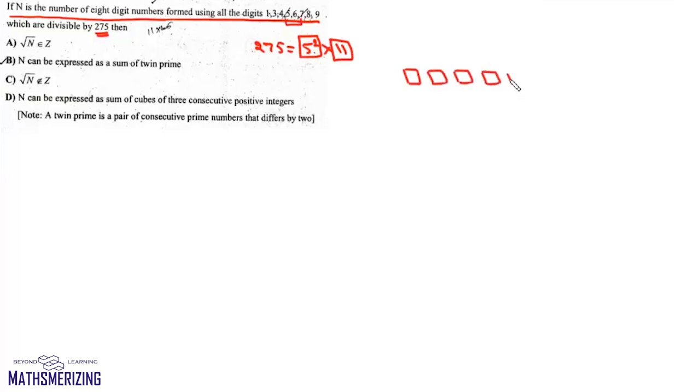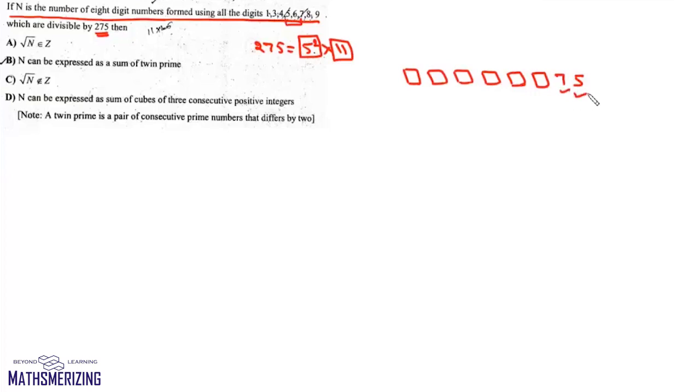Now here the question is, if n is the number of 8-digit numbers formed using all the digits 1, 3, 4, 5, 6, 7, 8, 9, which are divisible by 275. Now 275 is 5 square into 11. So this number must be divisible by 25 and it must also be divisible by 11. Now we know that divisibility by 25 is when the last two digits are either two zeros or they are divisible by 25. So the last two digits can only be 75. So we have this 8-digit number in which the last two digits must be 75.